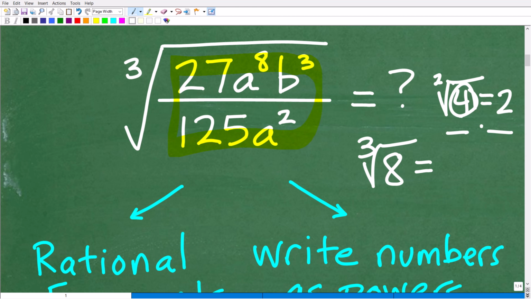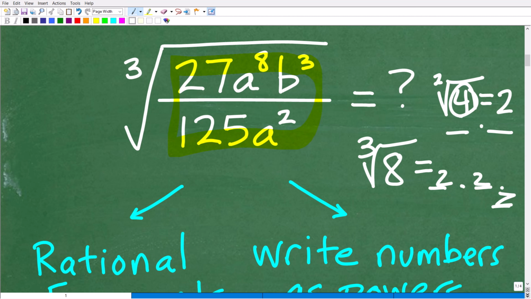And of course, that's 2 times 2. But the cube root is asking what number times itself 3 times gets you back to 8. And of course, the answer there is also 2. So there's a big difference between the cube root and a square root and the fifth root or whatever root. Of course, this can be whatever number we want it to be.